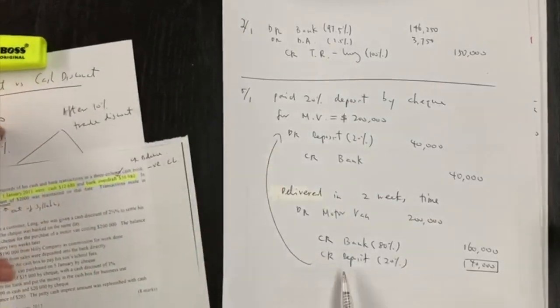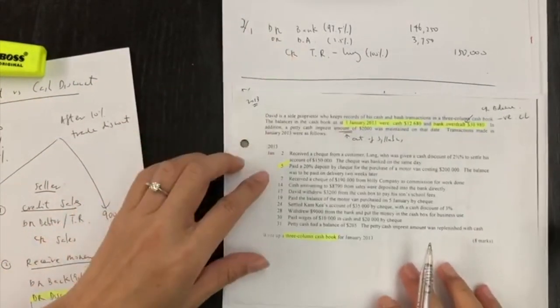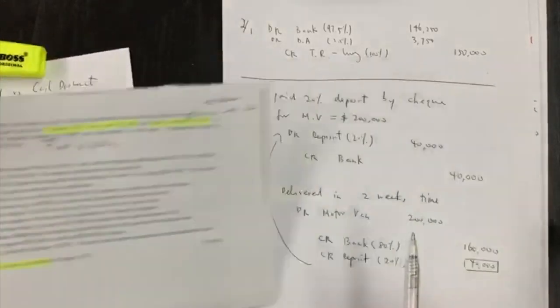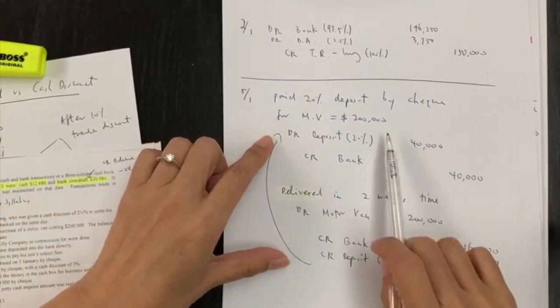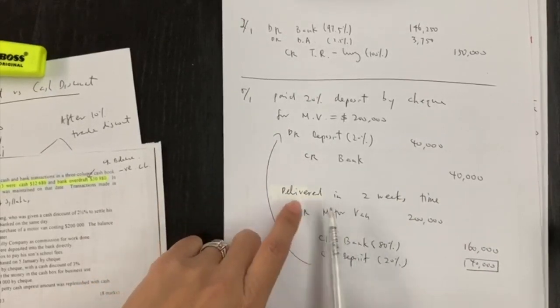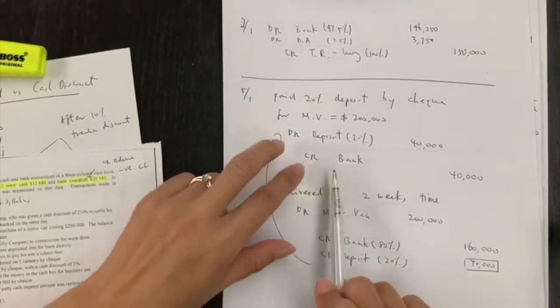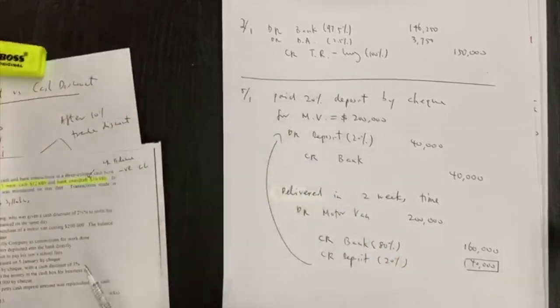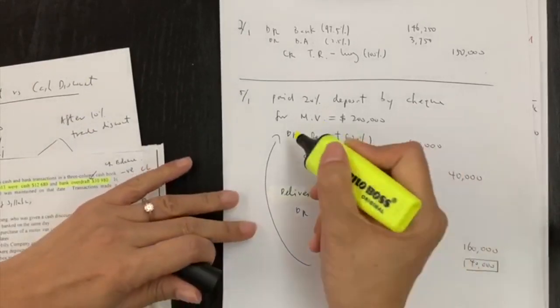Okay, so this is a very new thing we learned here, a very special transaction. So you can give me a highlight here and learn this by heart. So when are we going to debit motor van? Only when we have the motor van received. And what about if we don't have the motor van received? We create a deposit on the debit side. So this is a new thing we learned.